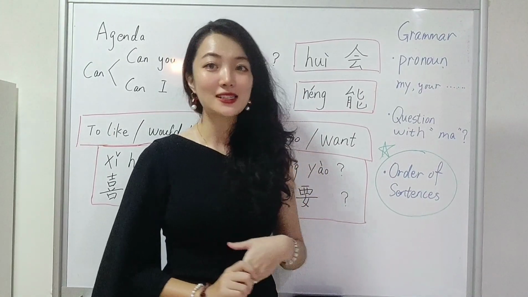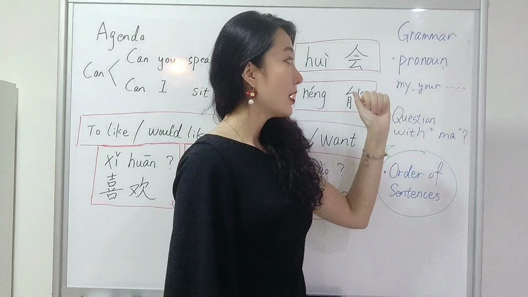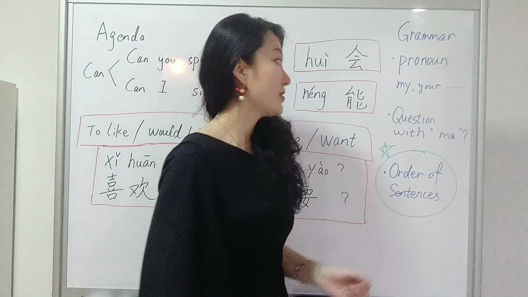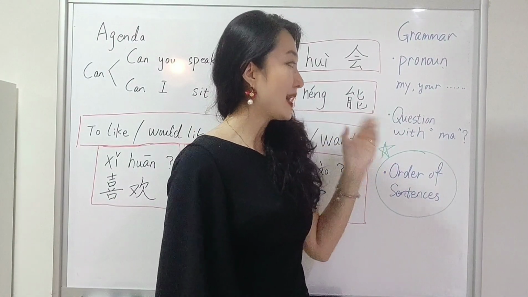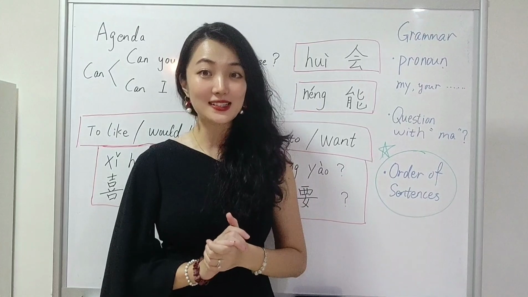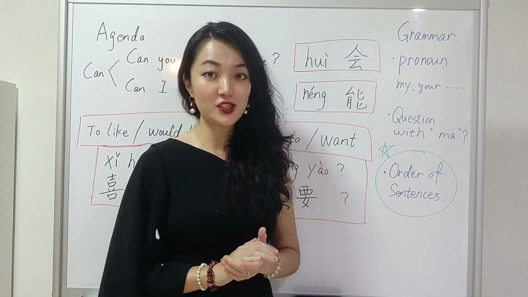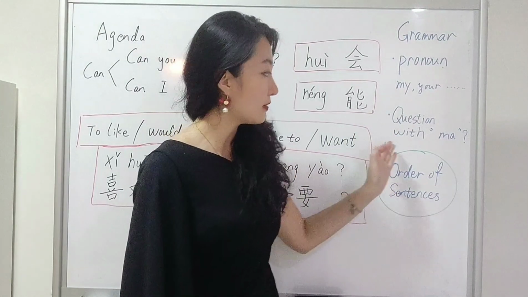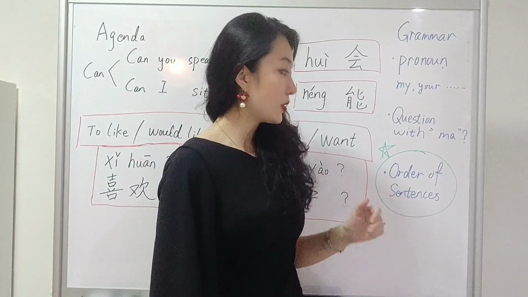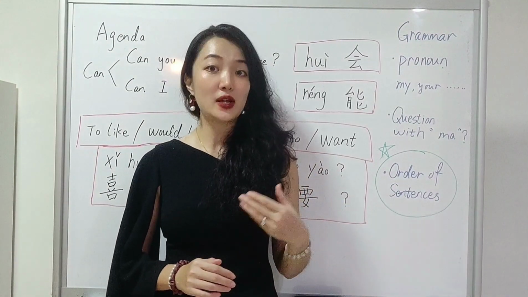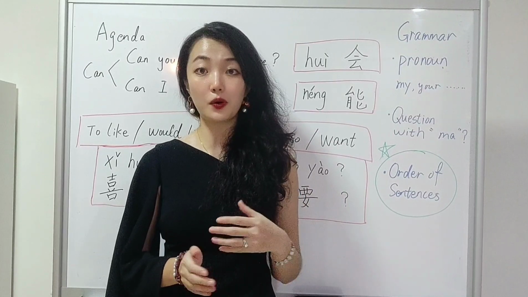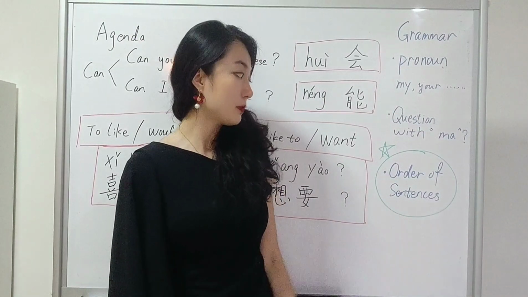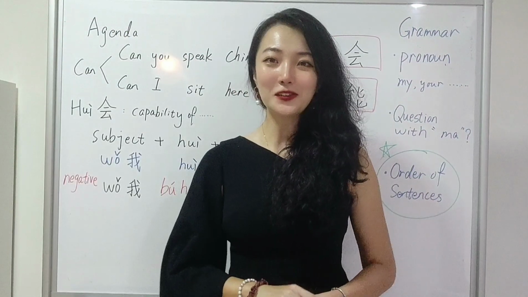And in terms of grammar, today we're going to learn pronouns, which means, for example, my, your, his, or her, etc. And also questions that end with ma at the end. That is the majority type of questions in Chinese. And the most important and the most fundamental is the third part, the order of sentences in Chinese. So should I say time first or verb first or place first? This part is going to solve that problem. This is very important. Let's jump into the class.